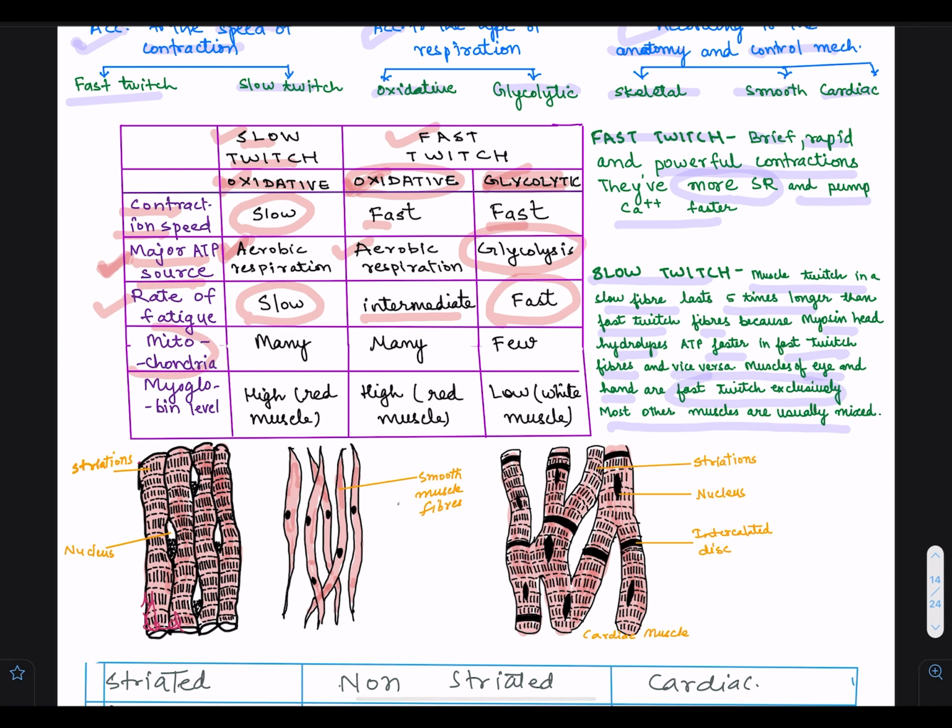While the mitochondria in slow twitch fibers, there are many mitochondria, again in oxidative fast twitch fibers, while mitochondria will be few in glycolytic fast twitch fibers. Now, the myoglobin content of slow twitch fibers is high. Example, red muscle. Myoglobin content is also high in oxidative fast twitch fibers. Example, red muscle, while myoglobin is low in glycolytic fast twitch fibers. Example, white muscle.